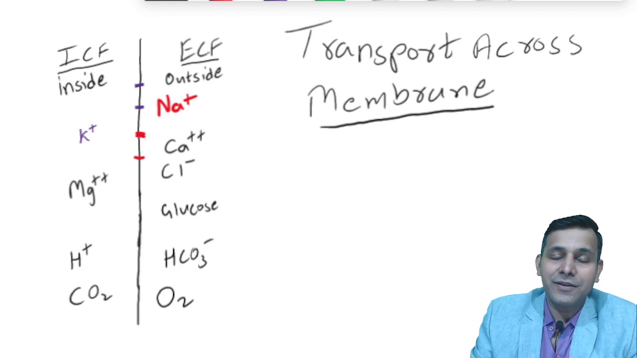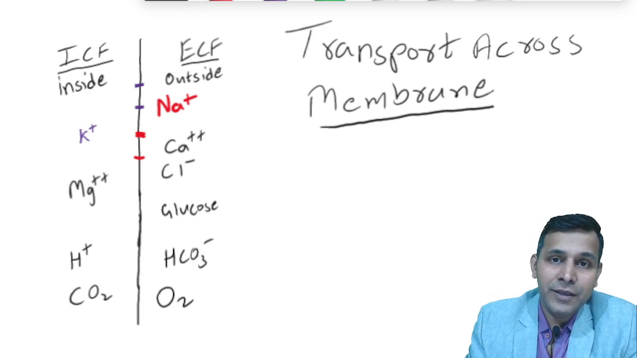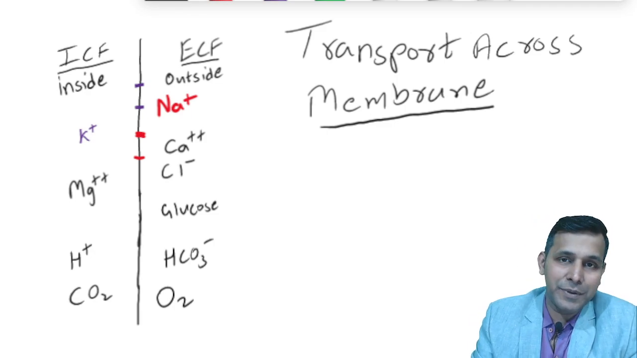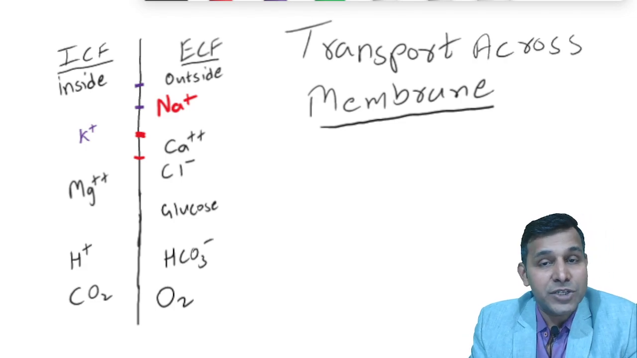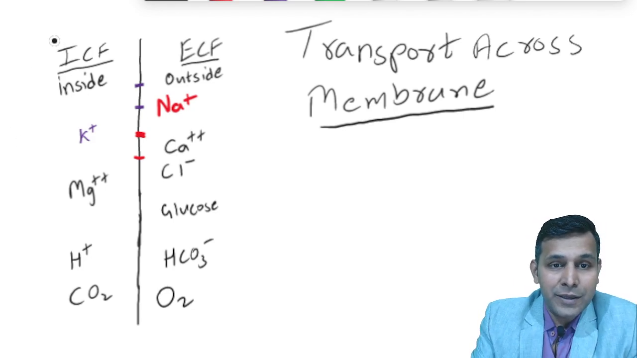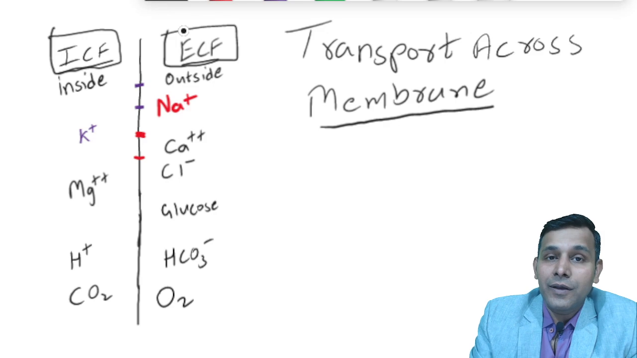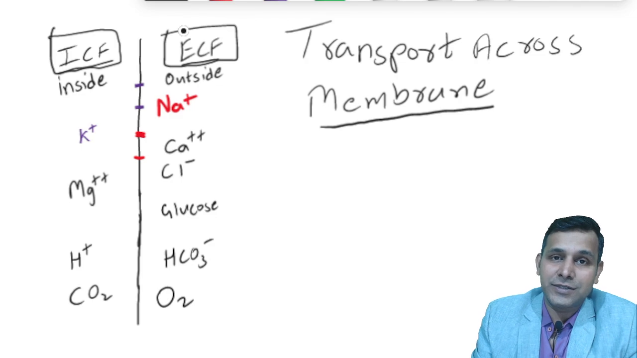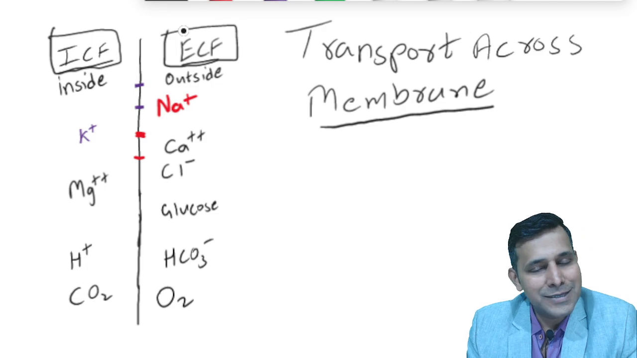In the previous session we discussed the cell membrane and how it helps determine the movement of substances across the membrane. We also discussed the distribution of ions or molecules across the cell membrane in ICF as well as in ECF. In this session we will be discussing the transport process across the cell membrane, which we commonly call transport across cell membrane.